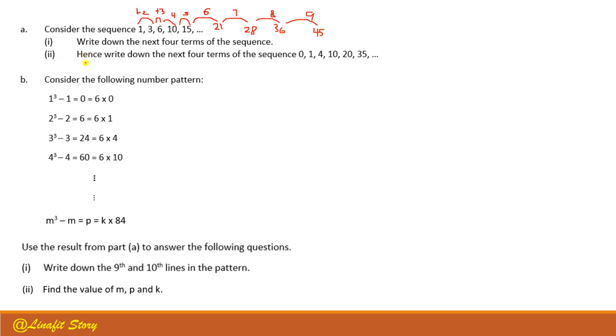Second, hence, write down the next 4 terms of the sequence 0, 1, 4, 10, 20, 35, and so on. 0 to 1, plus 1. 1 to 4, plus 3. 4 to 10, plus 6. 10 to 20, plus 10. 20 to 35, plus 15.